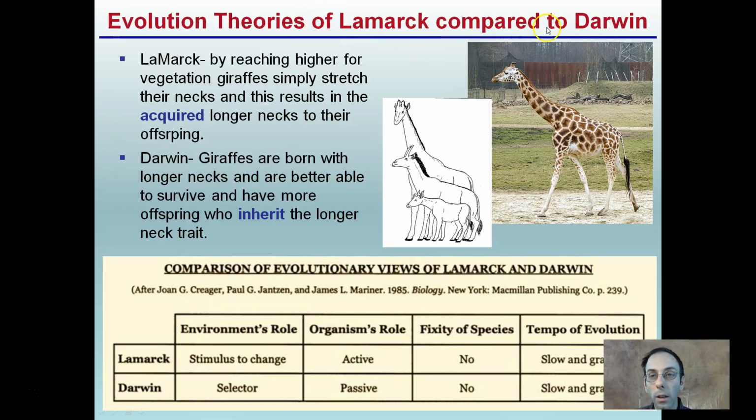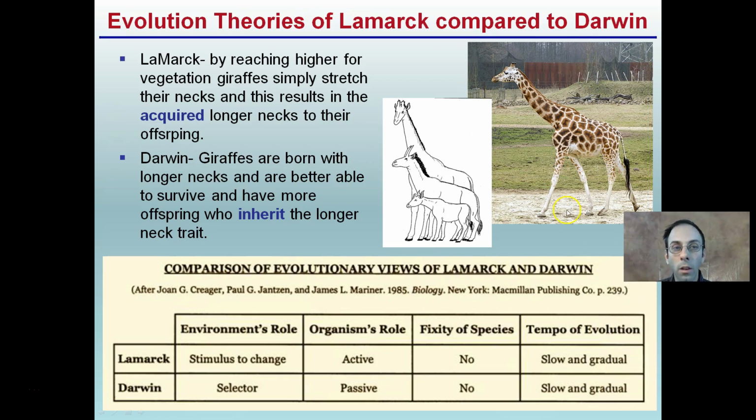So Lamarck, again compared to Darwin, had the idea of the giraffes as his primary example. He came up with the idea that by reaching higher for vegetation, giraffes simply stretch their necks, and as a result, they pass longer necks on to their offspring. Darwin believed that giraffes were born with longer necks and are better able to survive, and therefore have more offspring who inherit longer necks.